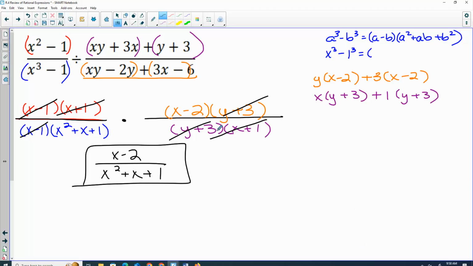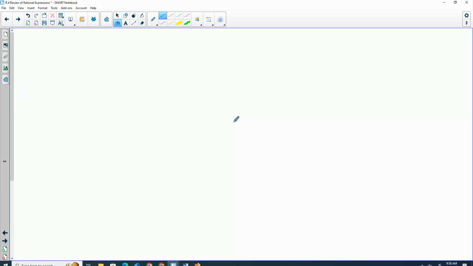Okay. Today, I want to talk about adding fractions. If I want to add or subtract, what do we have to have? If I said, let's just go, 2x plus 1 over 5 plus 3x over 5. Can I add those fractions together?